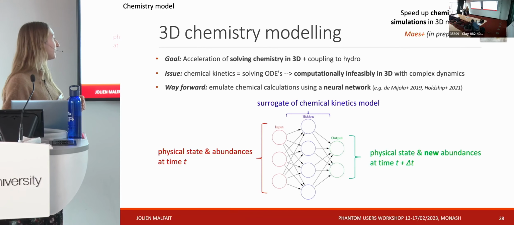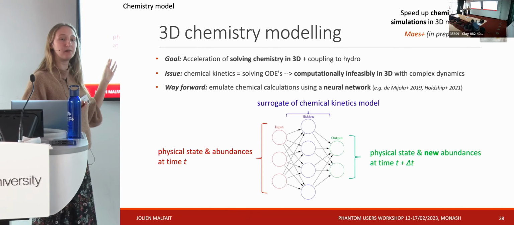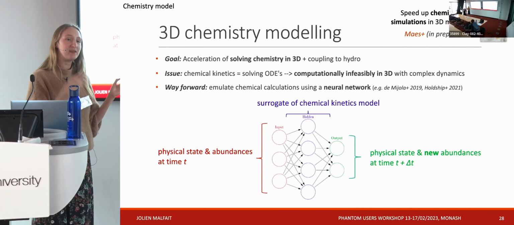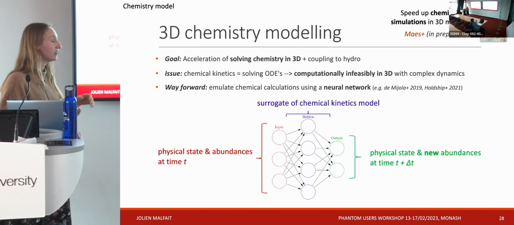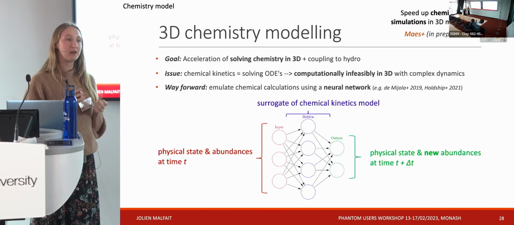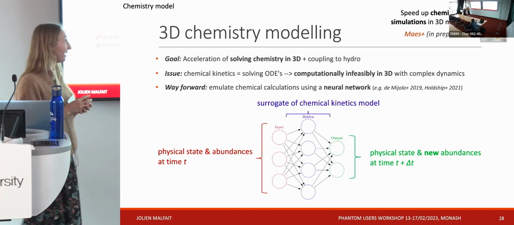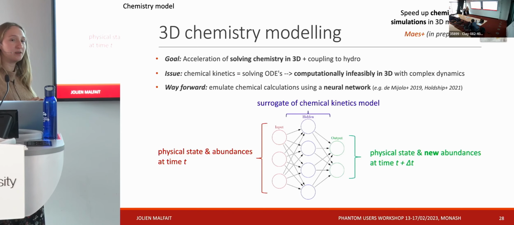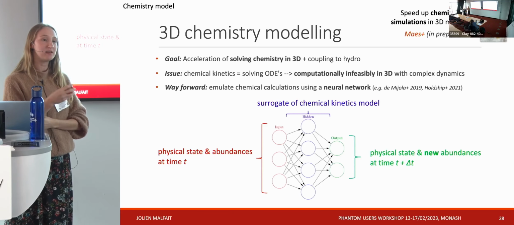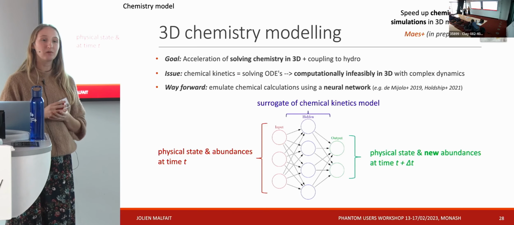So what they want to do is that you have the physical state and abundances, chemical abundances, at the time step t. And then at the next time step in the simulation, you want to get the new abundances, but without having to do all these time-consuming calculations. And that is where the neural network comes in. So this neural network just wants to emulate these abundances, and you can train this network with the use of 1D models.